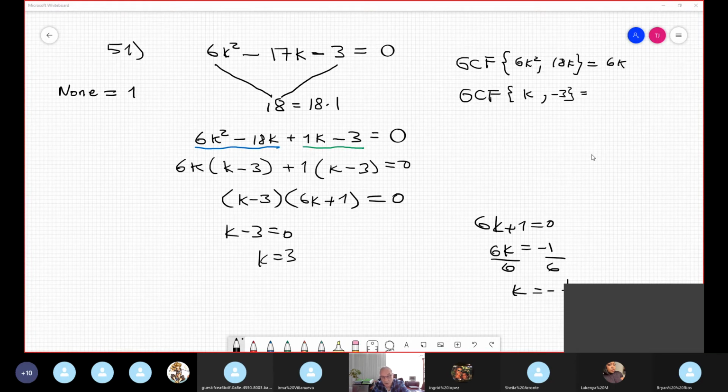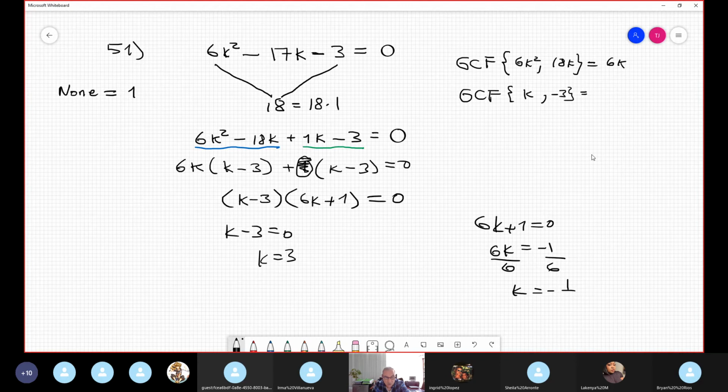Is it necessary to put the 1? No. She asked me if it is necessary to put this 1. No, not necessary, because it's invisible. So 1 over 6. The solution then is 3, negative 1 over 6, which corresponds with option A. Remember, it doesn't matter the order. The order is not important in the solution.